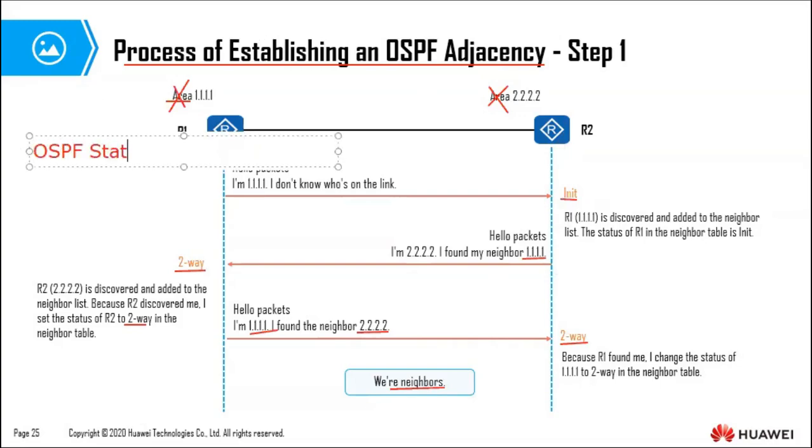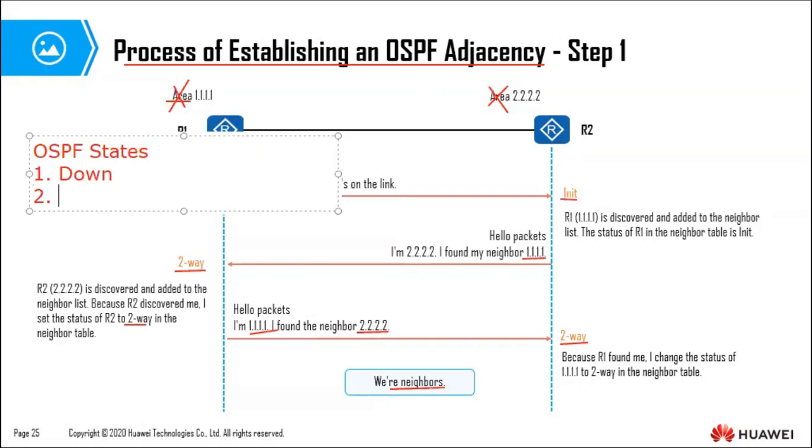OSPF, let me just call it states for lack of a better word, but we started from down, meaning that we've not enabled OSPF on these interfaces. So the OSPF state is down. After that, you receive a hello packet, you transit to init. You receive a hello packet with your own router ID on the neighbor list, you transit to what? 2-way. And now you are neighbors.